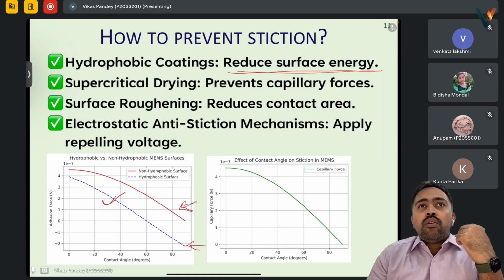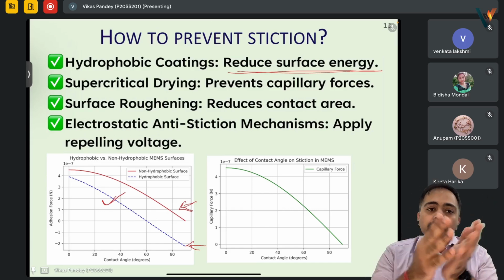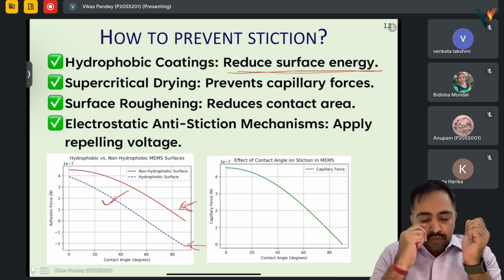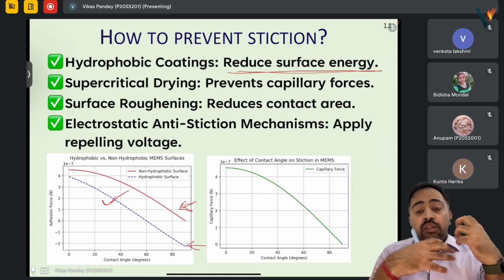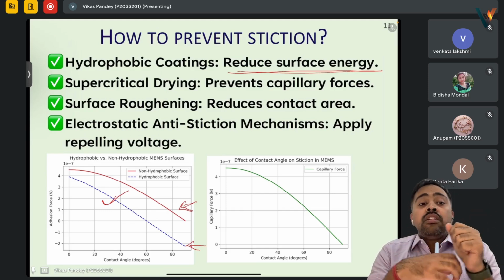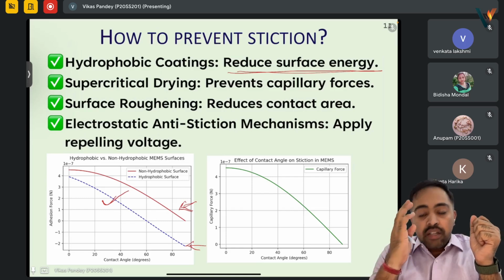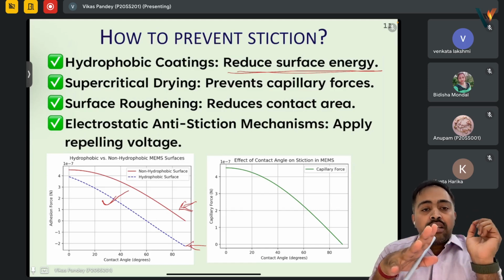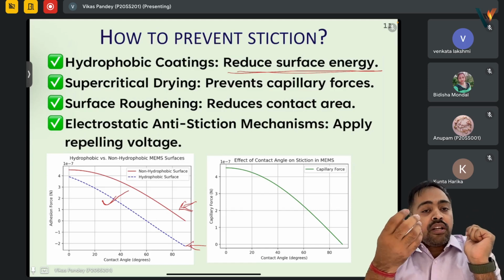Second is, why use water during the fabrication or making of this structure? Go for supercritical drying, where drying is done using mostly carbon dioxide in supercritical form.